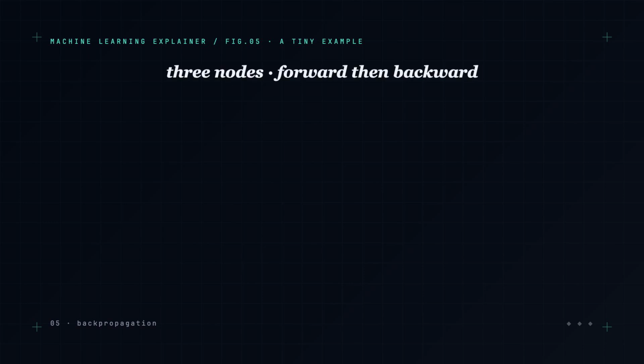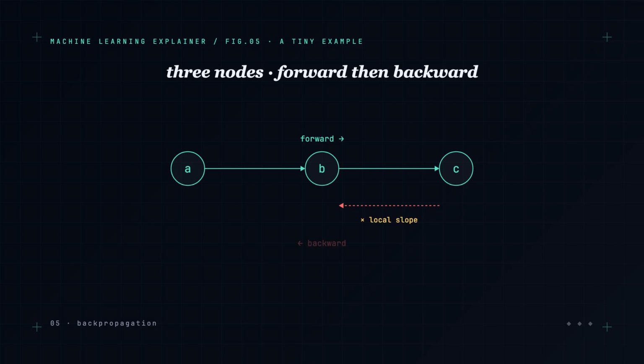Make it concrete with three nodes. Forward, A feeds B, B feeds C, C gives the loss, numbers flow left to right. Backward, start with the slope at C, multiply by B's local slope to get the gradient at B, multiply again by A's local slope to get the gradient at A. Each gradient is just the one after it, times one local derivative, right to left, multiply as you go.